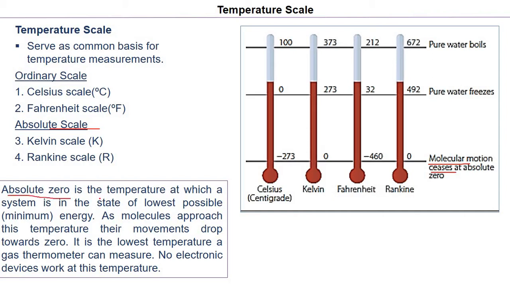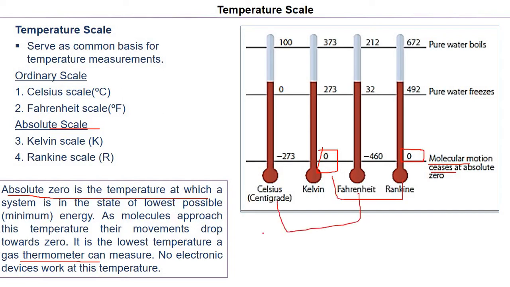So let's understand, absolute zero is the temperature at which the system is in the state of lowest possible energy. As molecules approach this temperature, their movement drops to zero, so they are at a very minimum energy level or almost zero energy level. This is the lowest temperature that can be measured by a gas thermometer, and no electronic device can work at absolute zero, because there is no motion, and an electronic device needs molecular motion to function. So you see, Kelvin is 0 where molecular motion is 0, and Rankine is also 0. So both of these are absolute temperature scales.